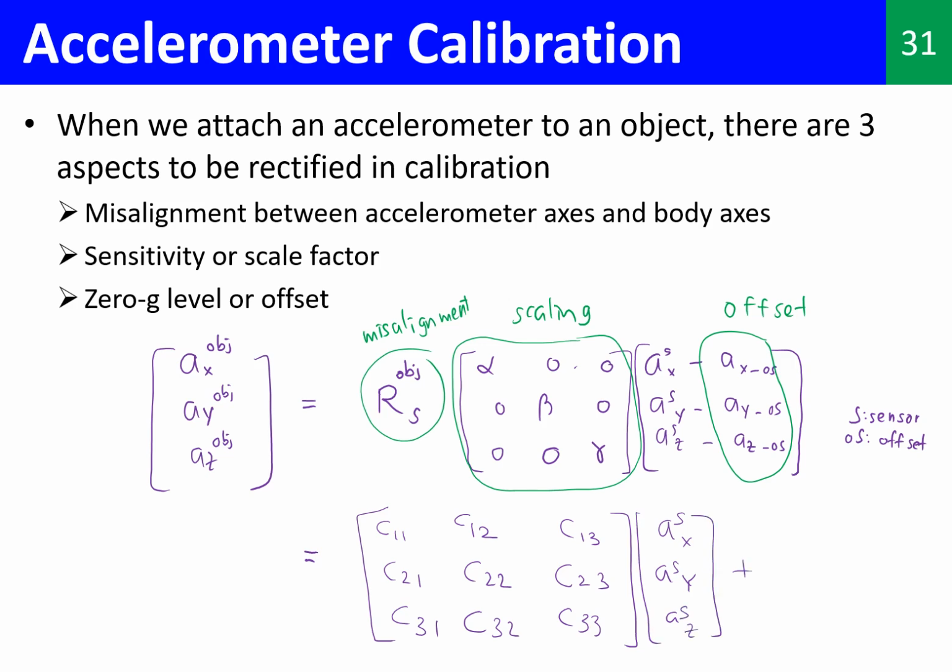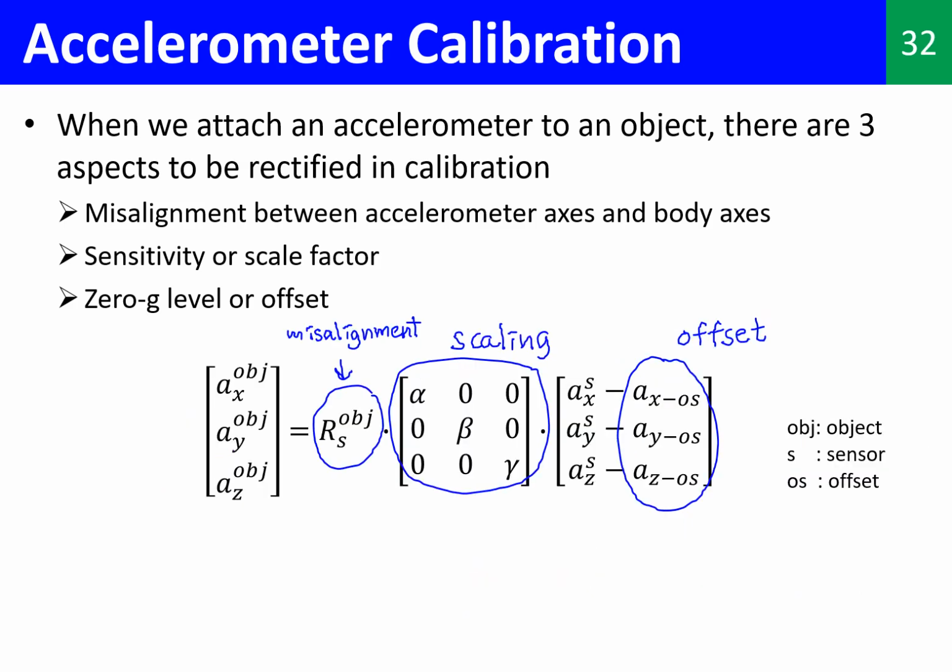And now this matrix, when multiplied with the offset part, gives us another 3x1 vector. I will put it here for the time being: C14, C24 and C34. Here OBJ is object. So finally we get this form.